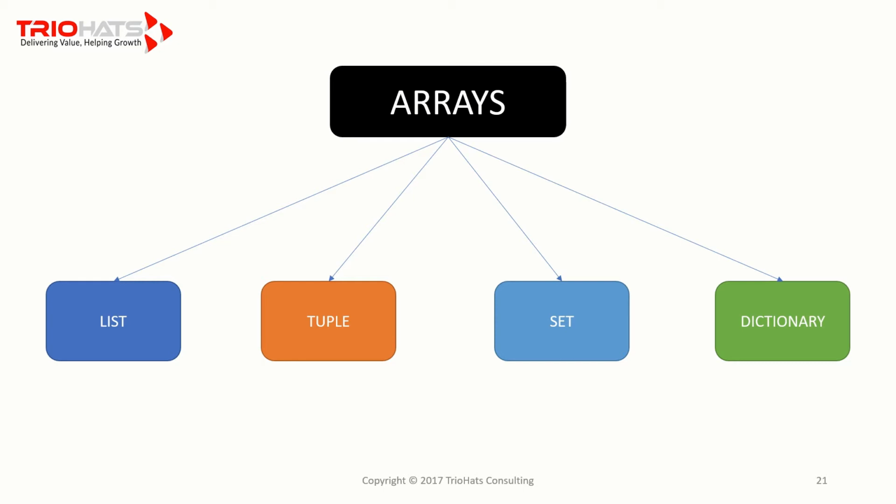So now we'll see what are arrays in Python. Just like Java, Python also has arrays. But unlike Java, Python has 4 different types of arrays. They are list, tuple, set, and dictionary. Let's go through them one by one.